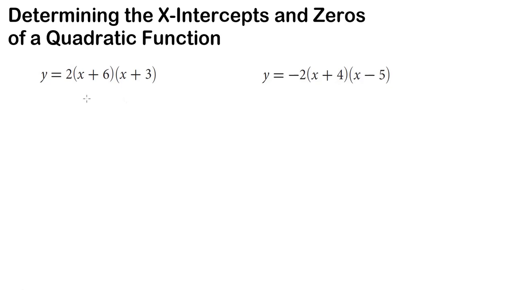So when your quadratic functions are in factored form, it is very easy to identify the x-intercepts or zeros of the quadratic function, which we know are the solutions of the quadratic equation. And the reason why it's very easy is because of a property known as the zero product property.